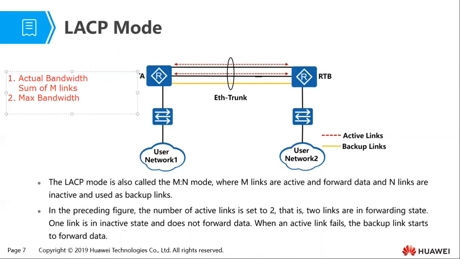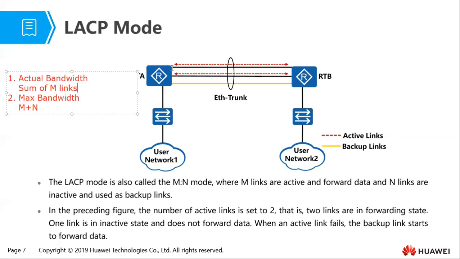On the other hand, the maximum bandwidth of an Ethernet trunk in LACP mode is M plus N. So the sum of the active links plus the sum of the backup links. So actual bandwidth and maximum bandwidth.